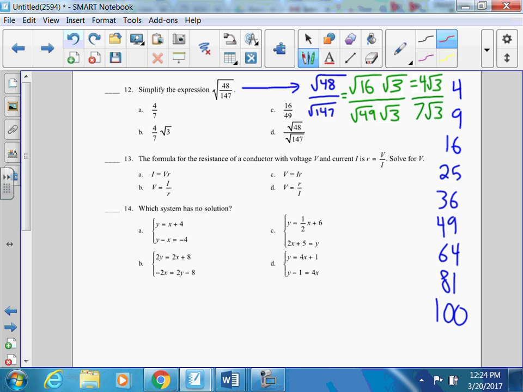So as of right now, this is what you have. Now, the square root of 3's, we have one on top and one on the bottom, they can actually cancel out. And we're left with 7 over 4. And that would be your answer.